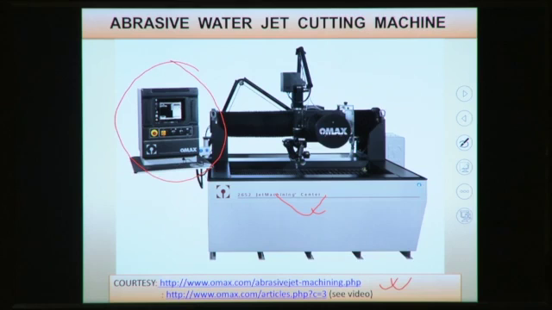This is the water tank, and this is the XY table. You can move your table, and you can make any kind of complex shape on the workpiece surface. And this is the nozzle here. And this abrasive container is here. You can see all of this clearly in the next figure.